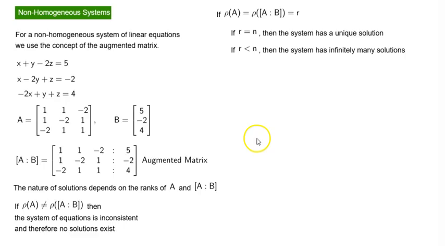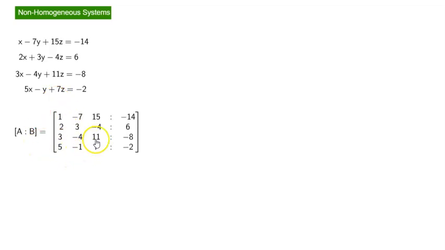So now let's actually take an example and work through it. Let's say we have the system of equations x minus 7y plus 15z equal to minus 14, 2x plus 3y minus 4z equal to 6, 3x minus 4y plus 11z equal to minus 8, and 5x minus y plus 7z equal to minus 2. For a change, we have a system of 4 equations, but only 3 variables. The augmented matrix would be the coefficient matrix along with the constants.